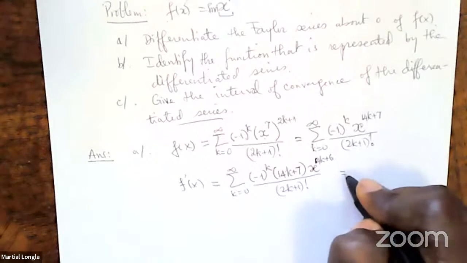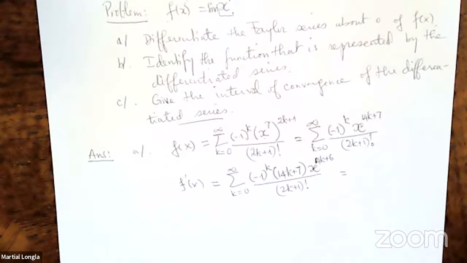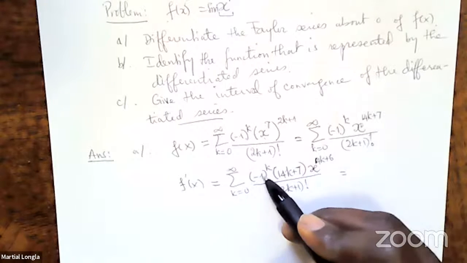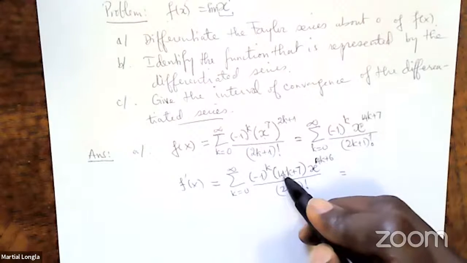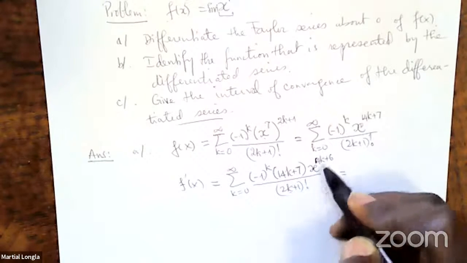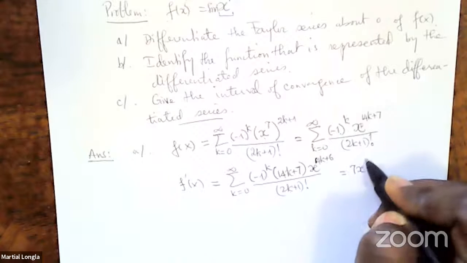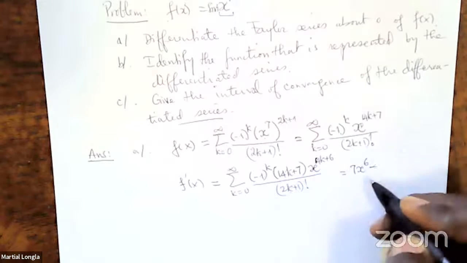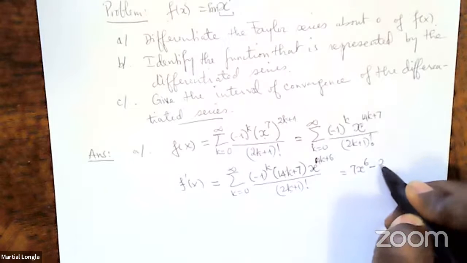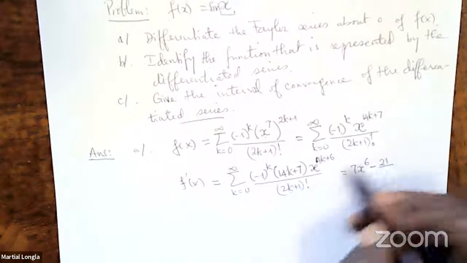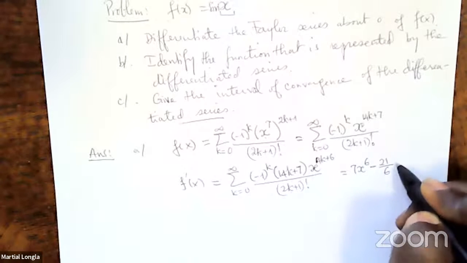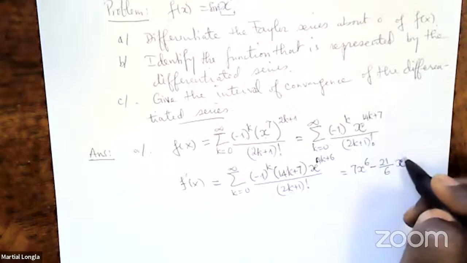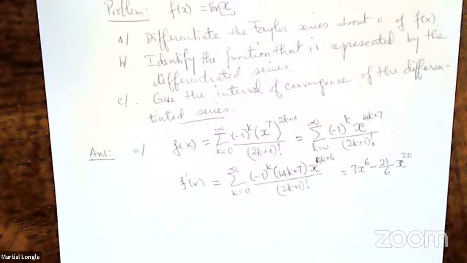Now you can try to write the first few terms down, 1, 2, or 3. When k is 0, -1 to the 0 is 1, this is 7, and this is 1. So this is 7x to the 6, minus, when k is 1, 14 plus 7 is 21. So that's minus 21 over 3 factorial, which is 6, x to the power 20, because that'll be 14 plus 6.